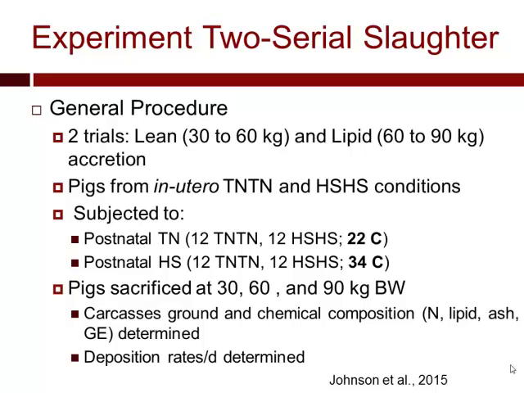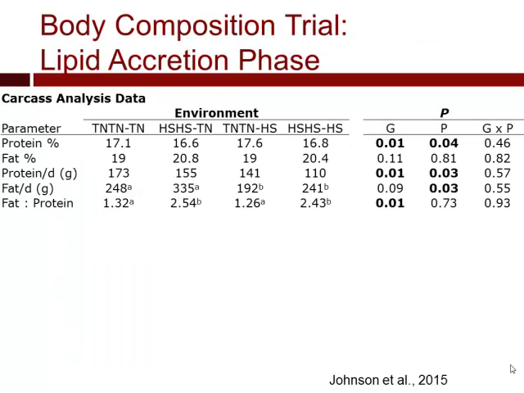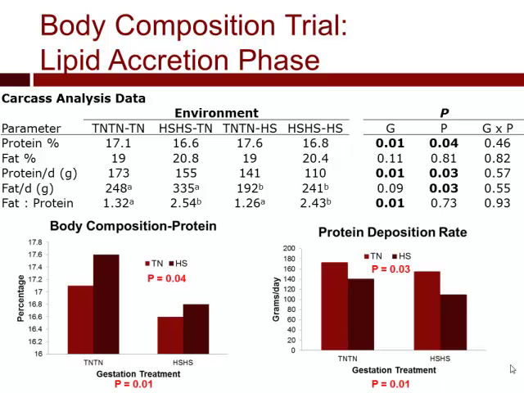And we also postnatally heat stressed them as well, or let them grow in thermoneutral conditions. But the emphasis that I'm going to share with you will be on the effects of the gestational environment, what happens to those pigs later in life. And so what you see here, this is during the lipid accretion phase, so during that 60 to 90 kilogram phase of production, what we saw was a pretty dramatic effect on the percentage of protein that was deposited in those pigs, and the protein deposition rate per day, and the fat to protein ratio.